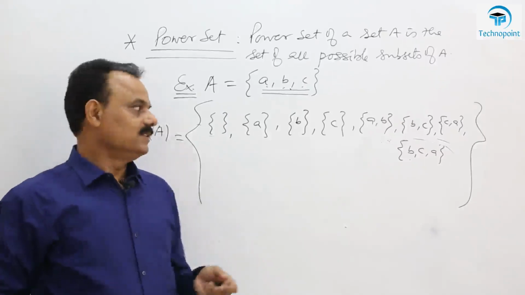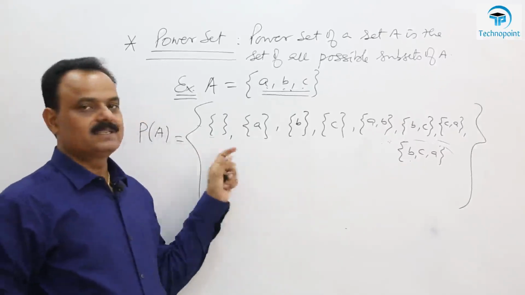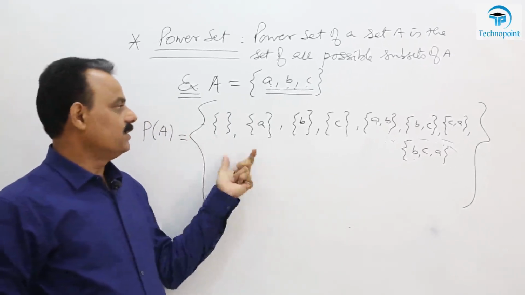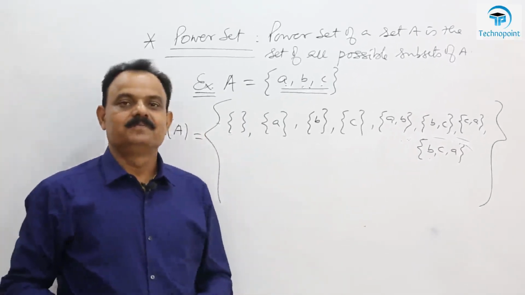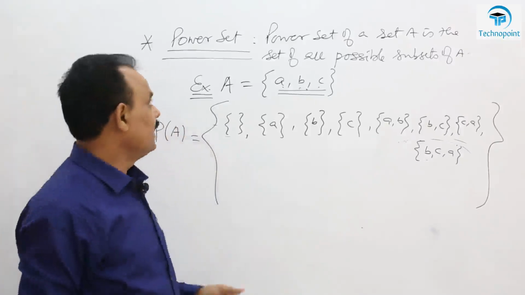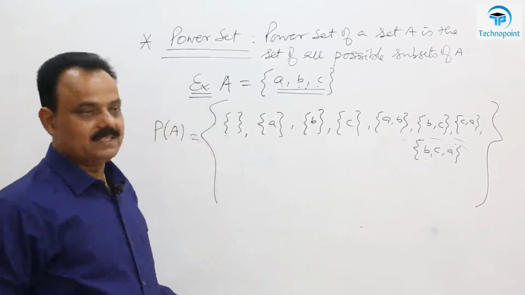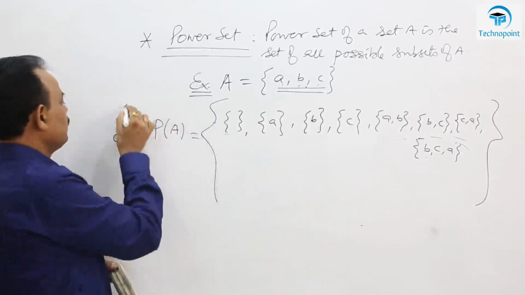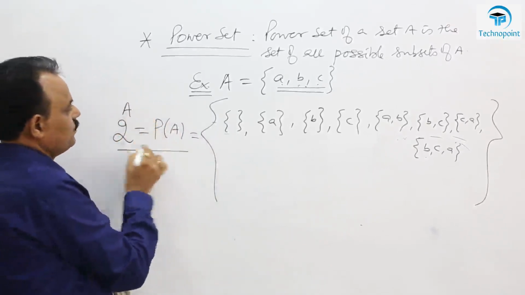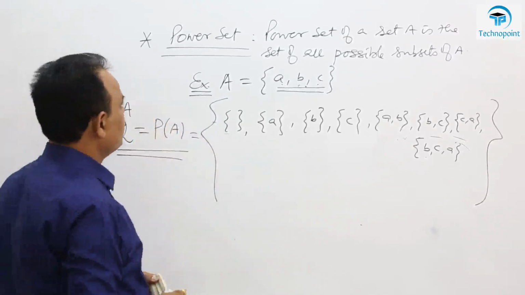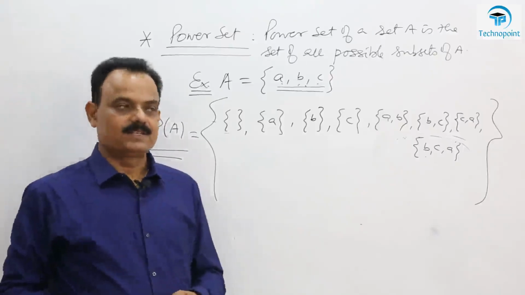And obviously the number of elements in this power set will be again 2 to the power n. Hence you can write power set of any set. This is actually also denoted by 2 to the power A. These two are notations to represent power set of any set.